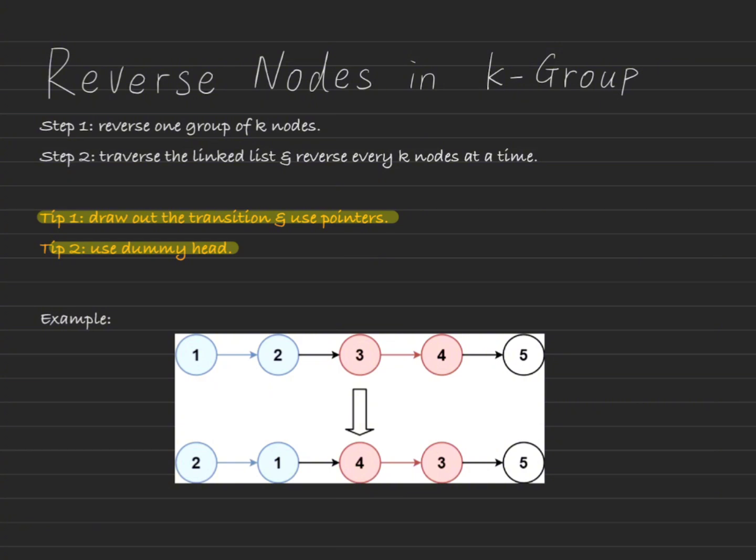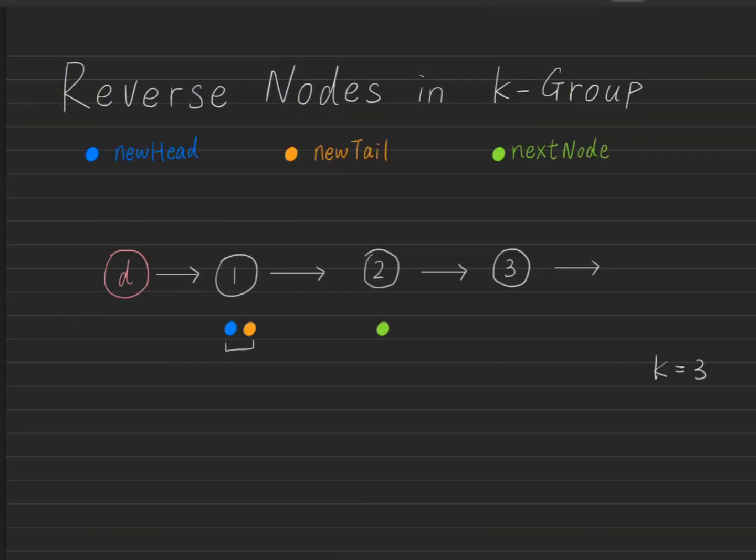So now let's tackle step 1. Here I've shown an example with K equals 3. Let's apply tip 1, which is to use pointers to help us keep track of the nodes. We need a pointer for the head and for the tail to keep track of the newly constructed reverse list. Here I'm initializing both at the front because we haven't started constructing the reverse list yet. We'll also need a pointer to the next node as we're traversing through the K group. For tip 2, we'll add a dummy head pointing to the front of the list.